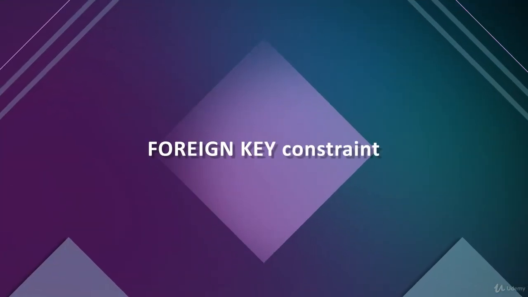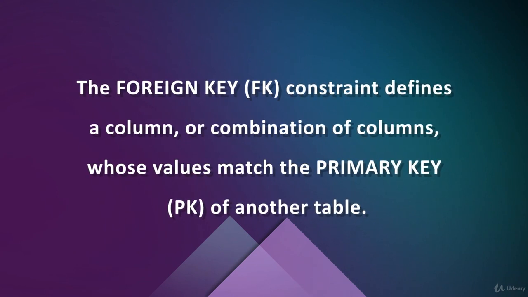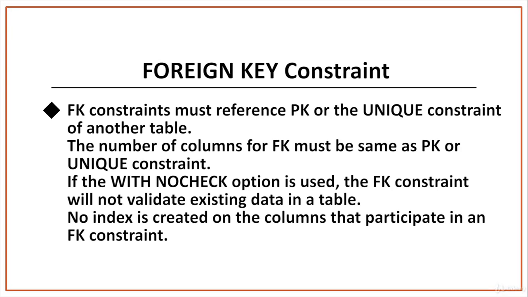Foreign key constraint. The foreign key, or FK constraint, defines a column or a combination of columns whose values match the primary key, or PK, of another table. Values in an FK are automatically updated when the PK values in the associated table are updated or changed. FK constraints must reference PK or the unique constraint of another table. The number of columns for FK must be the same as PK or unique constraint. If the with no check option is used, the FK constraint will not validate existing data in a table. No index is created on the columns that participate in an FK constraint.